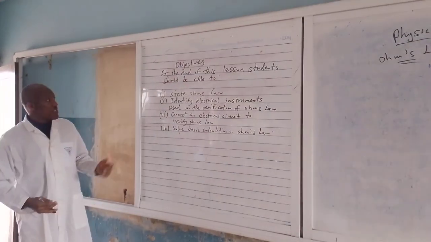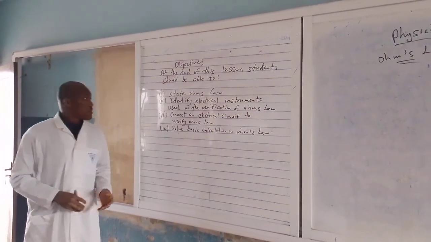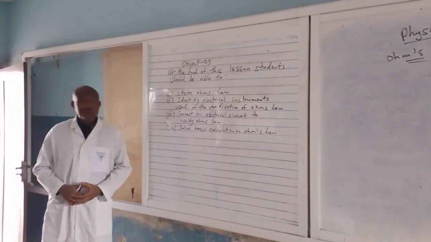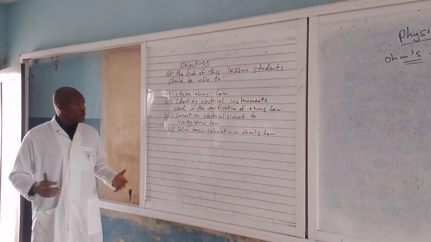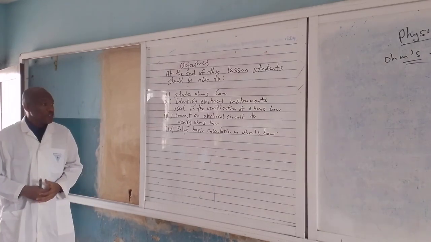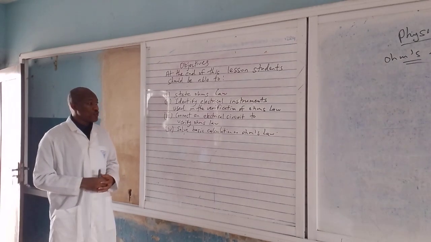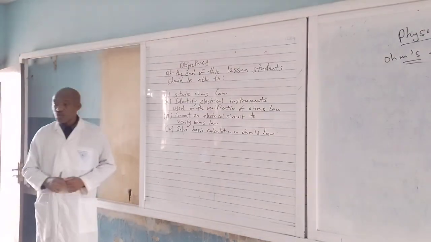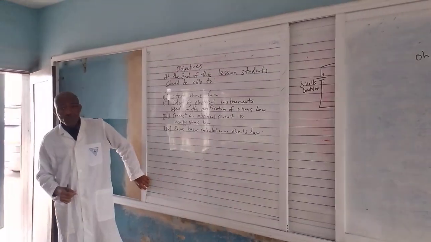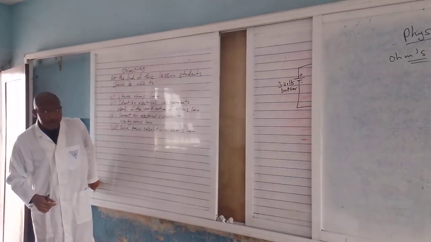At the end of today's lesson, I expect us to know about Ohm's law. So you should be able to state Ohm's law, identify electrical instruments used in verification of Ohm's law, connect an electric circuit to verify Ohm's law, as well as solve basic calculations on Ohm's law. Those are the things that we hope to achieve in this class. Is that clear? Yes, sir.